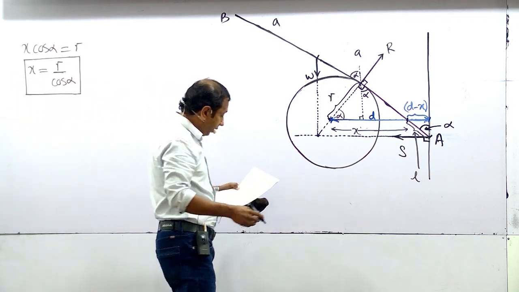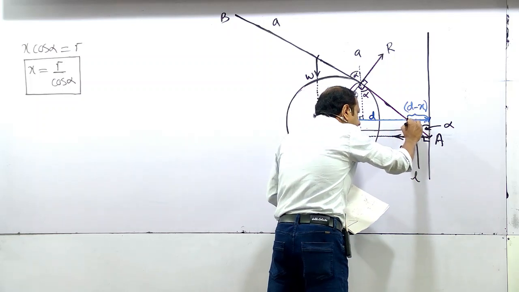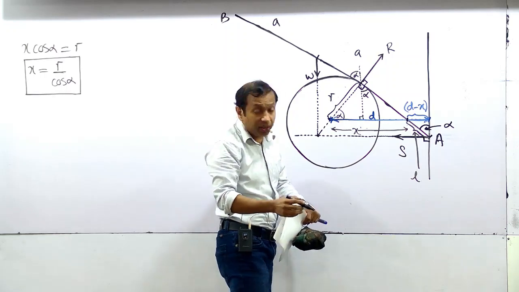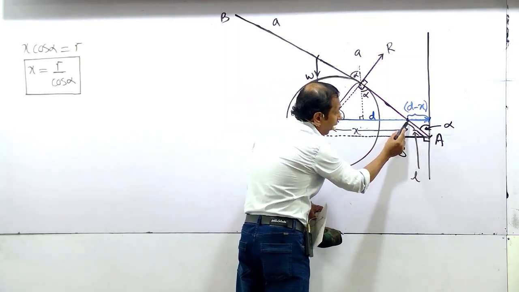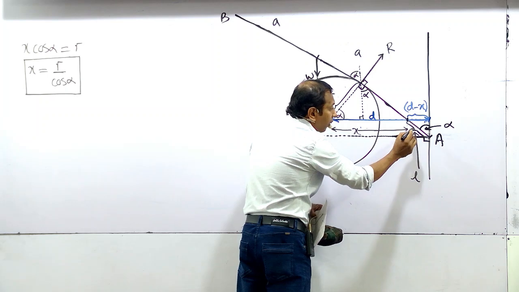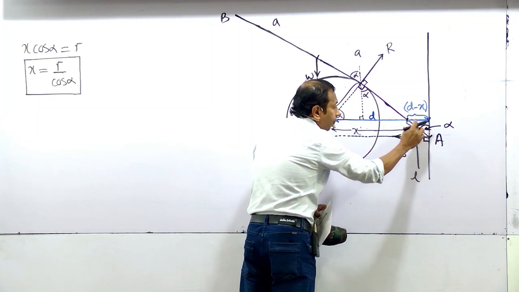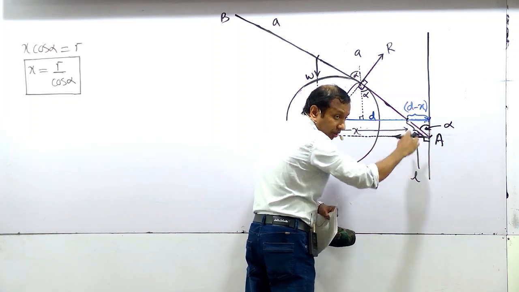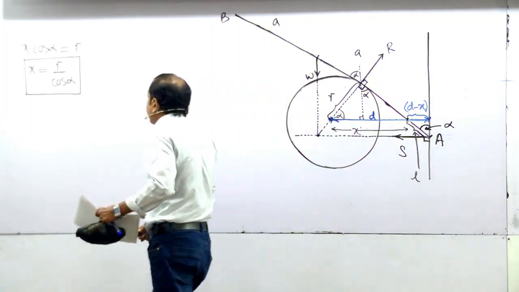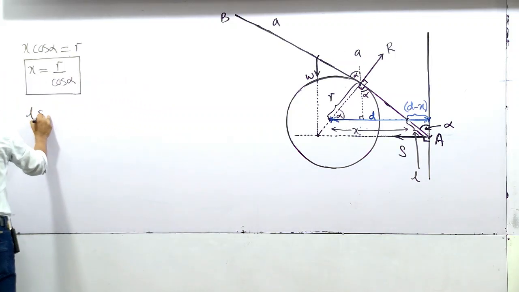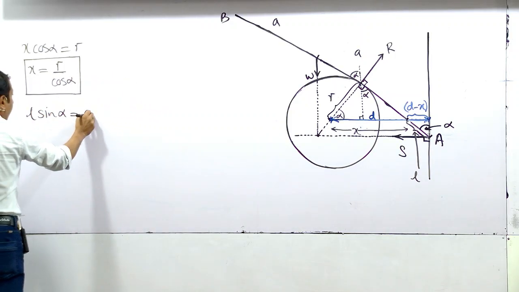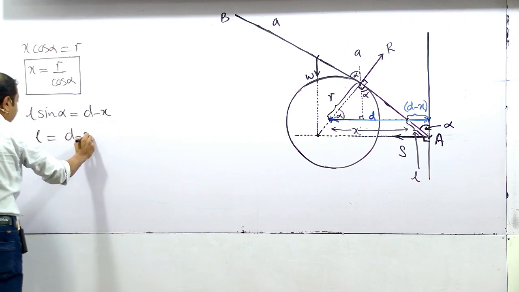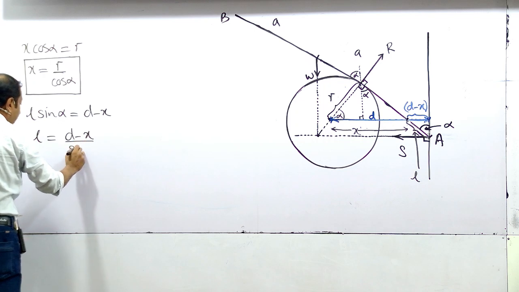This length I am taking as L now. Right, can somebody tell me how to find this L? This is L, this is alpha. Then what is this length from here to here? L sin alpha. L sin alpha is d minus x. Correct, no? L sin alpha equals d minus x. Thereby, we'll write d minus x over sin alpha as L.